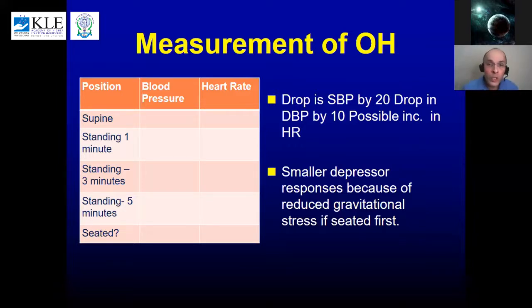But it's important to appreciate that when you get people seated before standing, there is a smaller depressor response in the blood pressure. So the blood pressure drops less when you go from supine to seated to standing compared to the drop in blood pressure if you go directly from supine to standing. So it's important to keep that at the back of your mind if you have the patient sit at the edge of the bed and then go into standing.